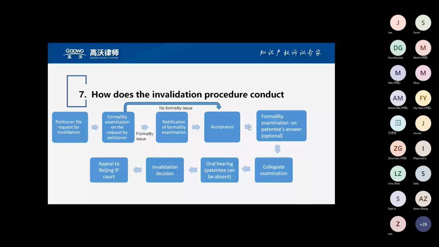So after the hearing, the department will examine the arguments between the two parties. Then we'll issue an invalidation decision. When both parties receive the invalidation decision, if they disagree with the decision, they can file an appeal to the Beijing IP Court, Intellectual Property Court, where the Chinese Patent Office is located.